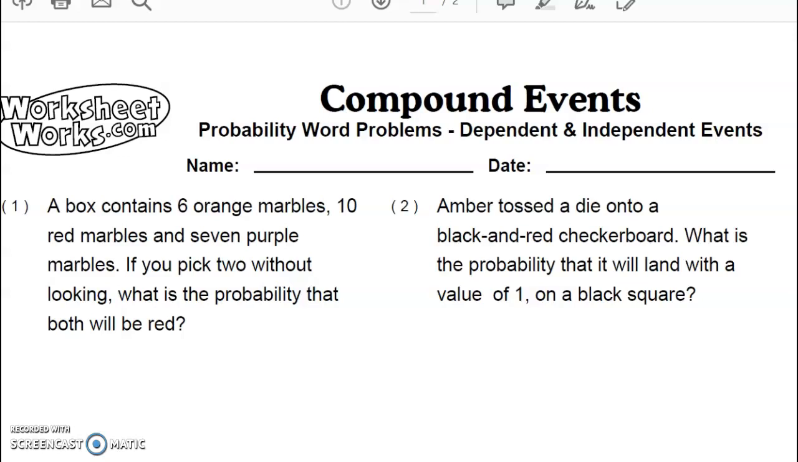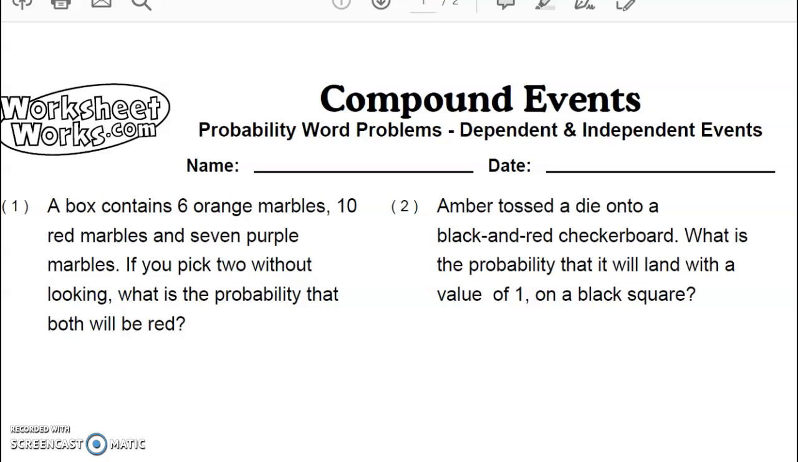And number 2, Amber tossed a die onto a black and red checkerboard. What's the probability it will land with a value of 1 on a black square? Well, the probability of the die ending up in 1 is 1 out of 6. The probability of it ending up on a black square is 1 out of 2. It doesn't matter whether it's a 1. There's still only 2 colors on the board, and each of them happens half the time. So these are independent events. So we just multiply those two probabilities. 1/6 times 1/2 would be 1/12. So it's important to know whether these are dependent, as they are in number 1, or independent events, as they are in problem 2.